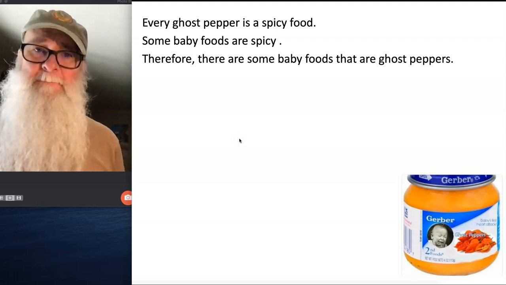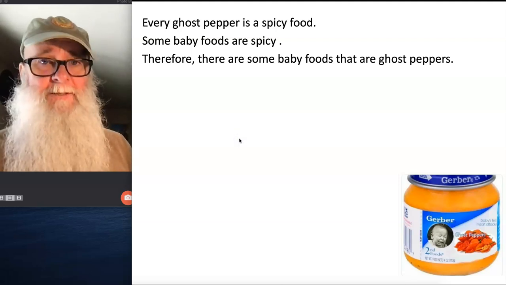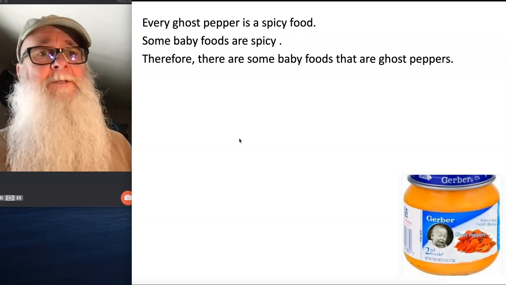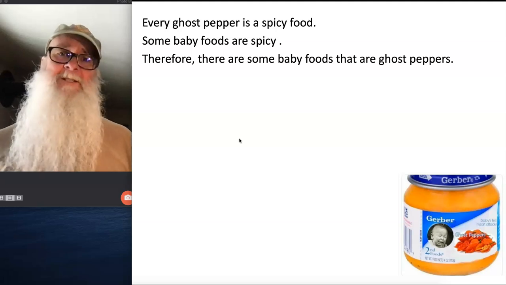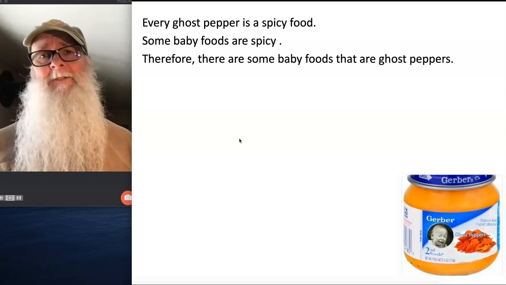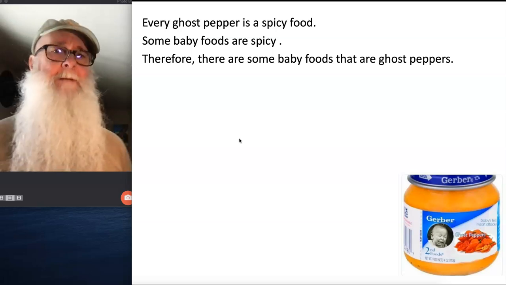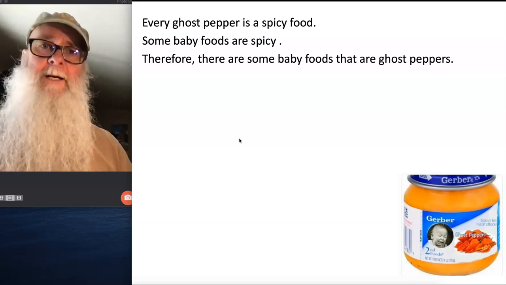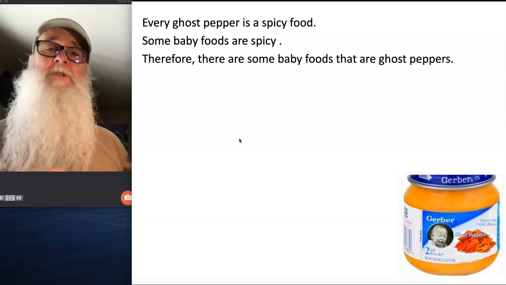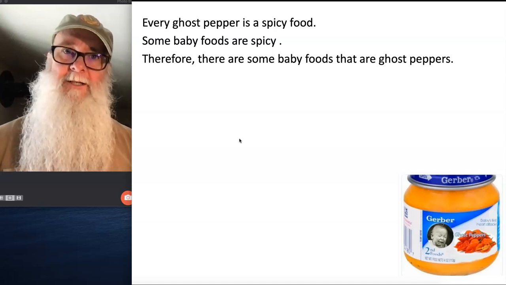So here's your syllogism. Every ghost pepper is a spicy food. Some baby foods are spicy. Therefore, there are some baby foods that are ghost peppers. Now, obviously, this categorical syllogism is not expressed in standard form, so the very first thing you're going to have to do is translate each one of these statements into standard form categorical statements, and then you're going to work through that process that we went over in an earlier lecture for creating a Venn diagram for this particular argument. And when you have completed your work, go ahead and restart your video, and we'll check to see how you did.